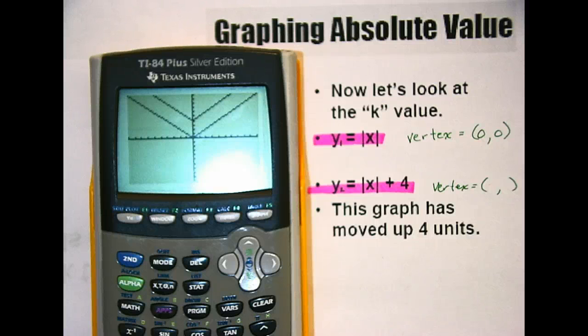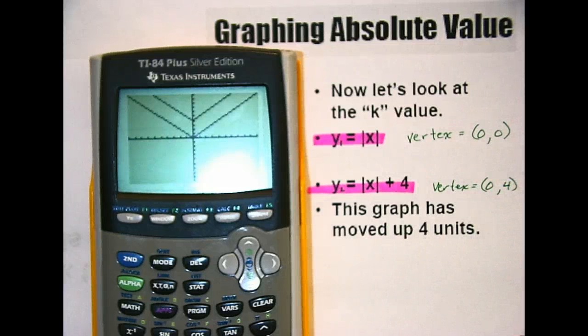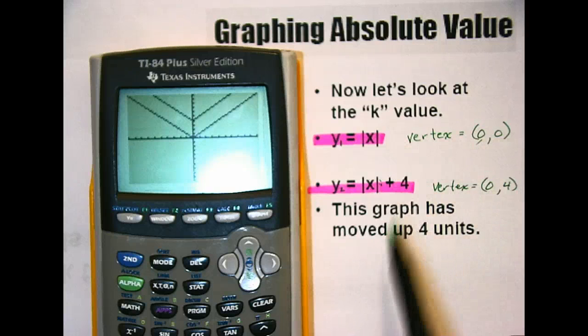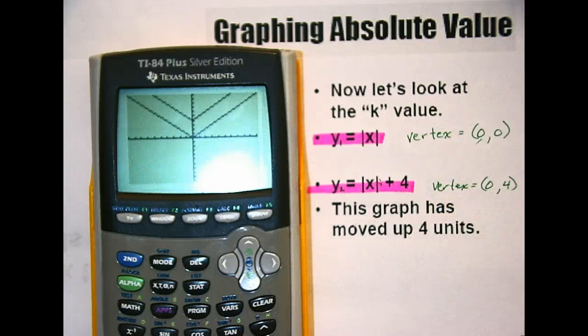Jaden? 0, 4. 0, 4. Everyone agree? Okay. How come this one's 0, 0 and this one's 0, 4? What shifted y sub 2 from y sub 1? Yeah. The 4 gives you a starting point. Okay, the 4 gives you a starting point. All right. Graph is moved 4 units up. Everyone agree? Okay. All right.